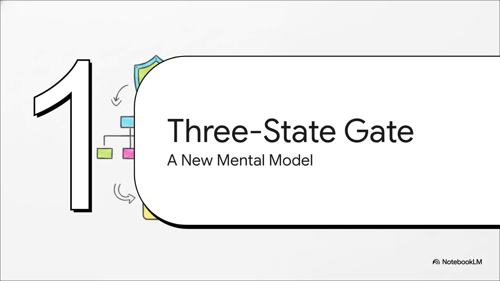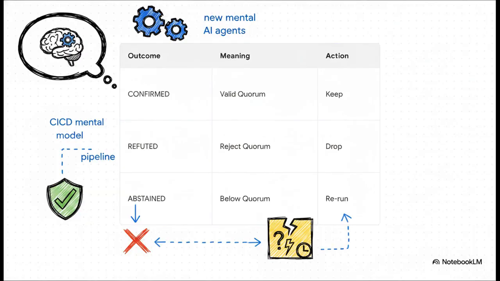Which brings us to part 3, the 3-state gate. It is time for a new mental model. We need to update our verifier logic to 3 states immediately so we stop feeding our refiner absolute garbage. First state, confirmed. This means you have a quorum of valid votes. For example, 3 independent web searches successfully verify a specific date. The action, you keep it.